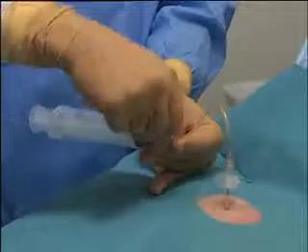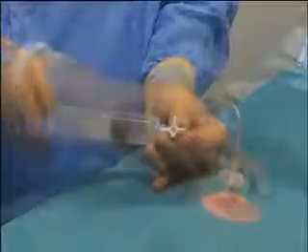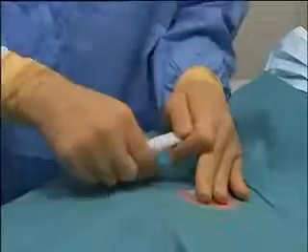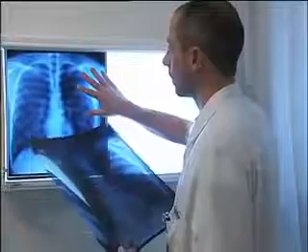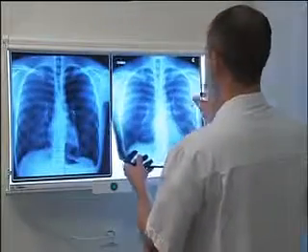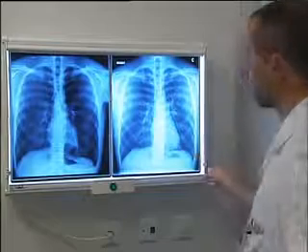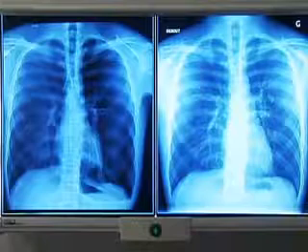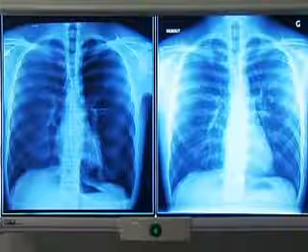Continue manual aspiration until you cannot aspirate any more air. Remove the catheter, put a sterile dressing on the site of insertion, and order a post-procedural chest radiograph to be obtained with the patient in an upright position. When needle aspiration is successful, the patient's symptoms will improve, and no pneumothorax, or only minimal residual pneumothorax, should be visible on the post-procedural chest film.